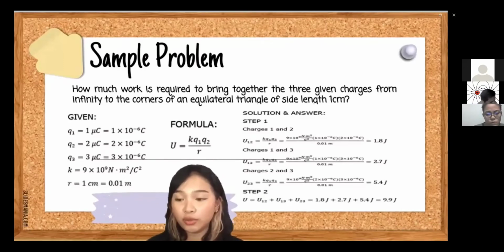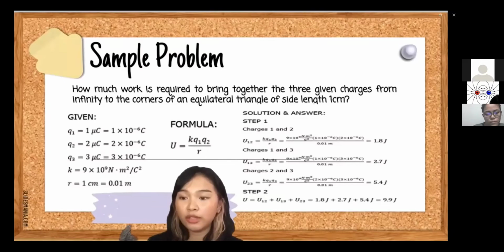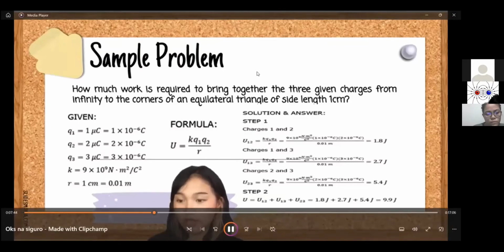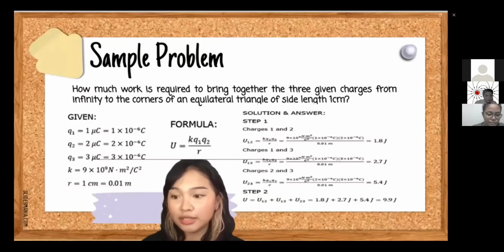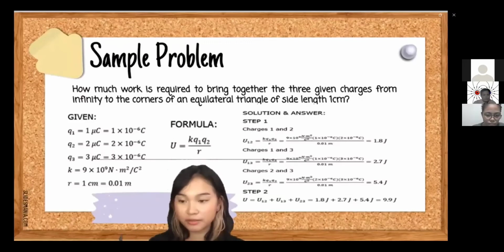And if we combine charges 2 and 3, the work sub 23 is equal to K times Q sub 2 times Q sub 3 over R, which is equal to the Coulomb's constant times 2 times 10 raised to negative 6 coulombs times 3 times 10 raised to negative 6 coulombs. And the answer for this is 5.4 joules.